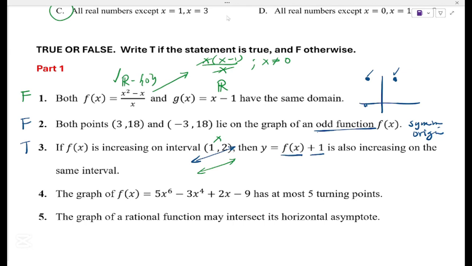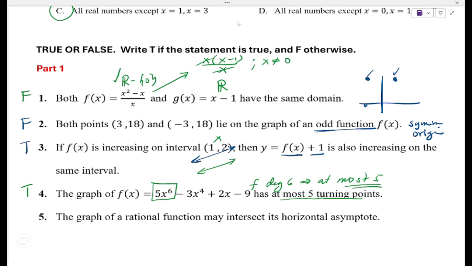Then for question number 4, the graph of f, which is this, has at most 5 turning points. So let us identify the degree of this function, and it looks like the leading term is this and the degree is 6. So when the function is degree 6, then it has at most 5 turning points. So this statement is true.